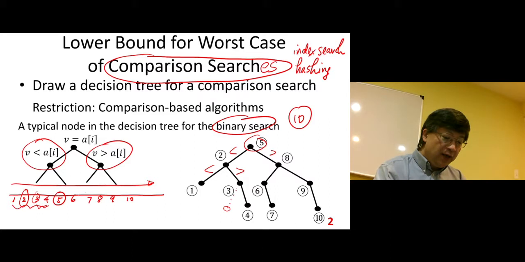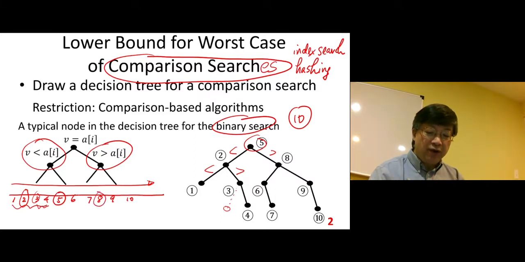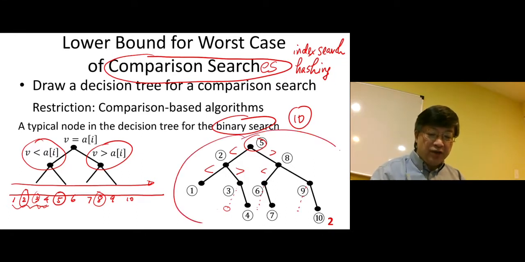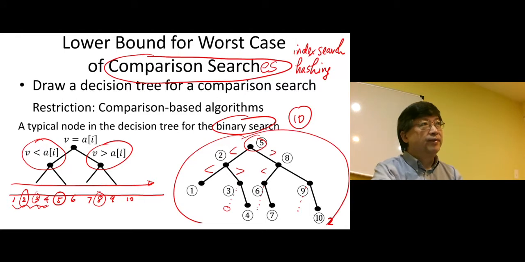And similarly, for elements greater than 5, we compare with the one in the middle. So that's why we put 8 here. Then for less than 8, 6 and 7, we compare with 6 first. And 8. Nothing here. Then for greater than 8, 9 and 10, we compare with 9 first. So you can see we get a decision tree like that for the binary search.